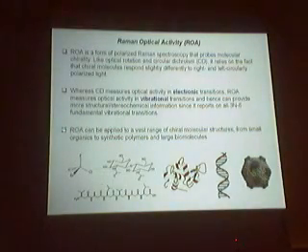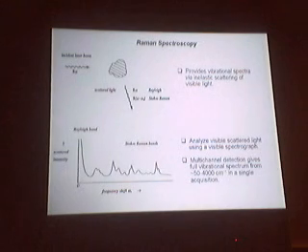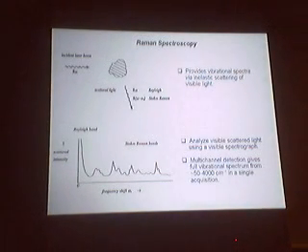Anyway, we found ROA can be applied to a vast range of chiral molecular structures, from small organics through synthetic polymers through to large biomolecules and even intact viruses. We can get some very good results. So Raman spectroscopy itself, I'd better very briefly remind you: Raman is very important in all sorts of areas, but it doesn't seem to get the emphasis, say, of infrared absorption in undergraduate courses.